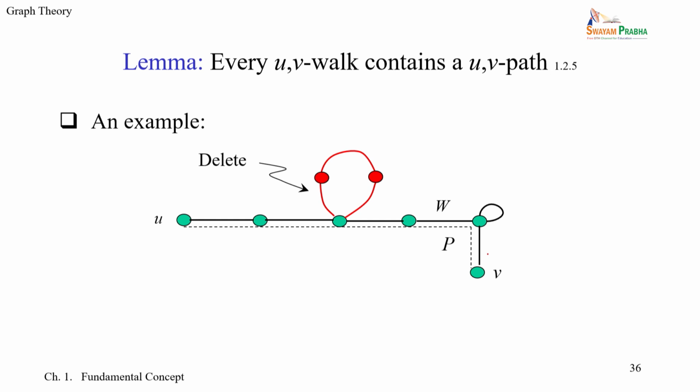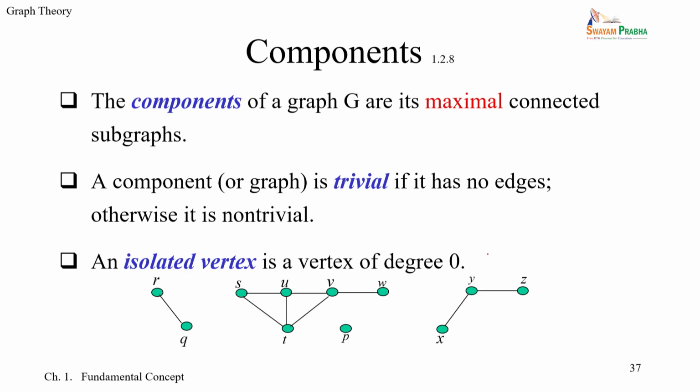So, this is an example. If you delete it, we have the path, and it will be a walk. The walk is a path.